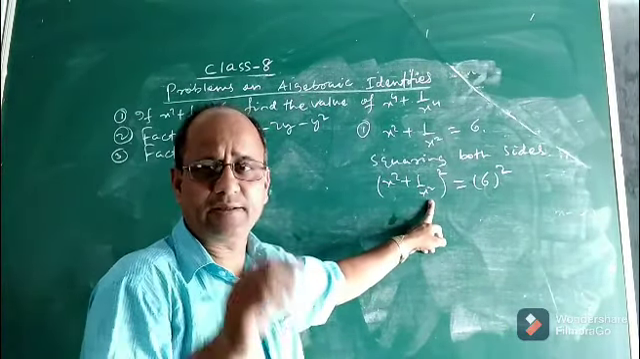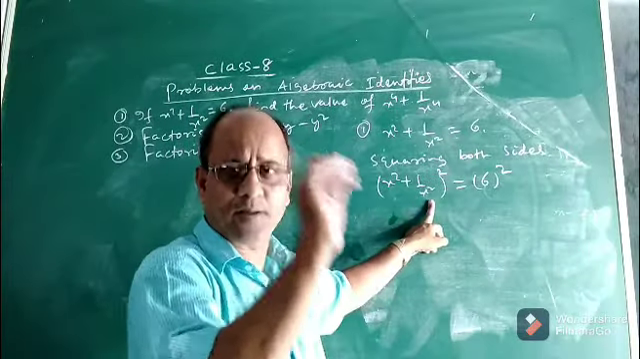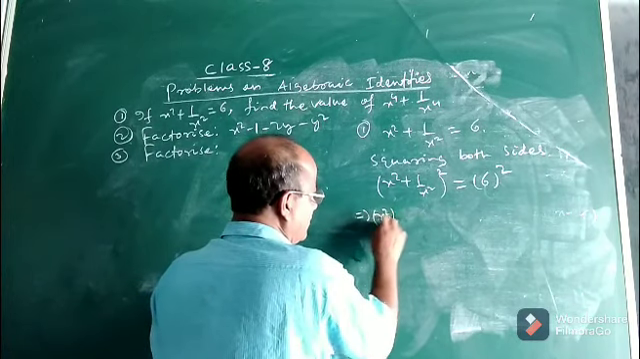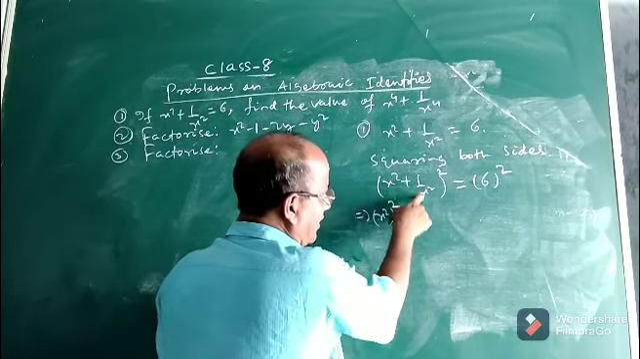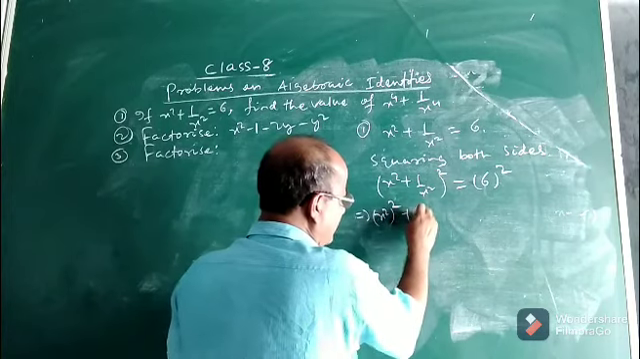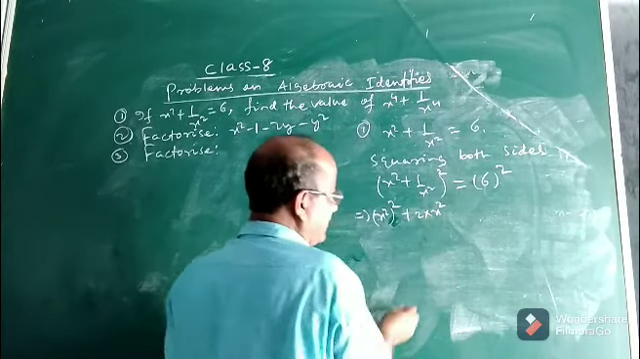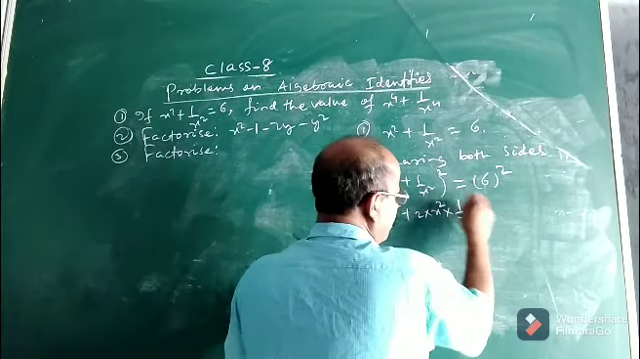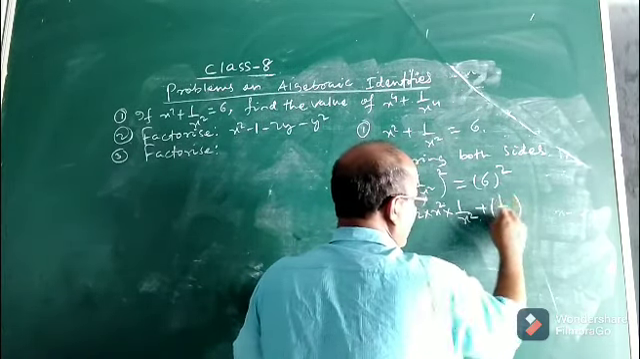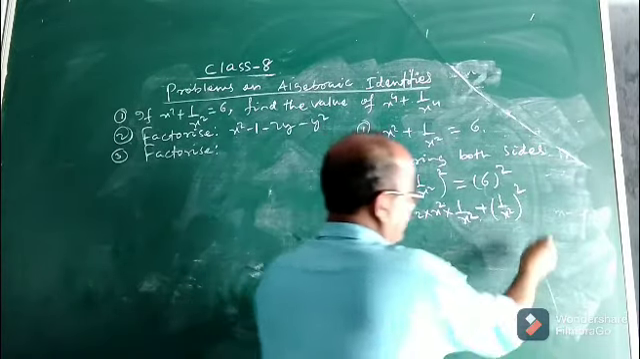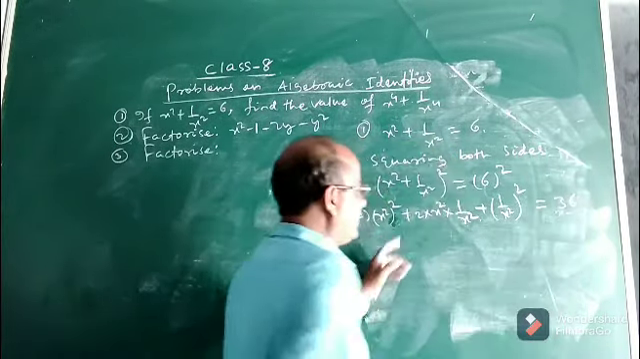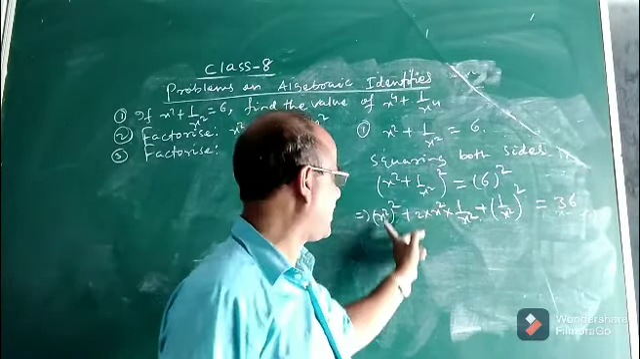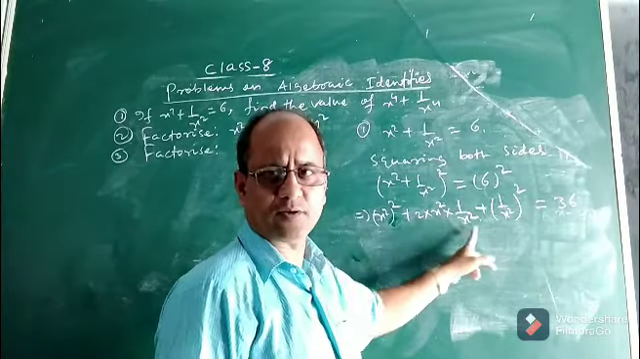What is the formula? It is a square plus 2ab plus b square. So you put it here. So what will I write? a square means square of x square, where a is x square and b is 1 by x square. So plus 2 into a, means x square, into b, means 1 by x square, plus b square, which is 1 by x square whole square, equal to 36. So now this is in the form of a plus b whole square, and we applied the formula a square plus 2ab plus b square.